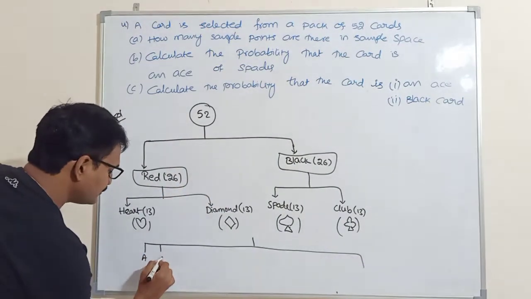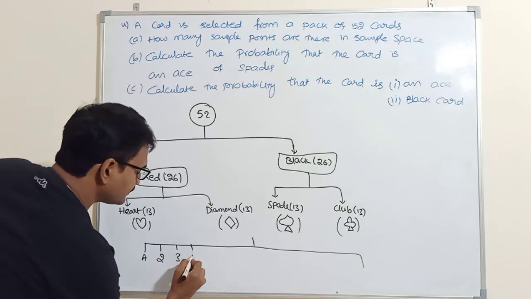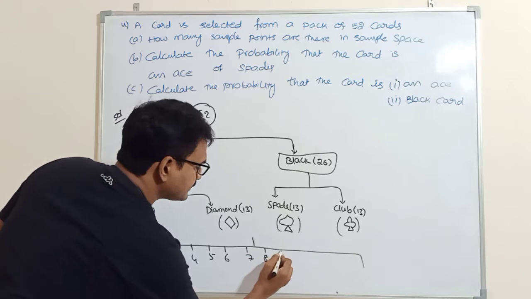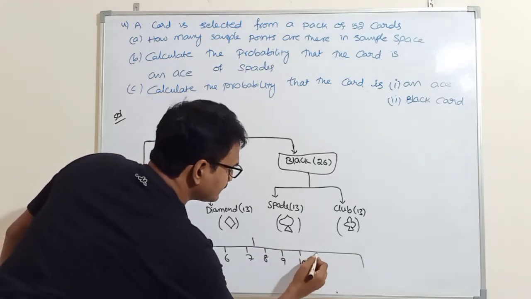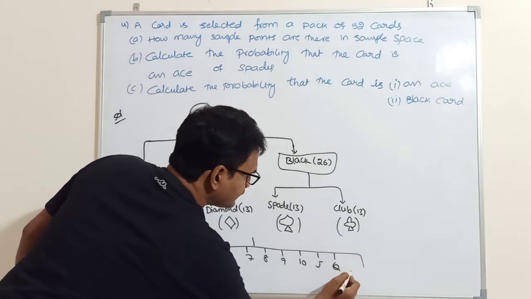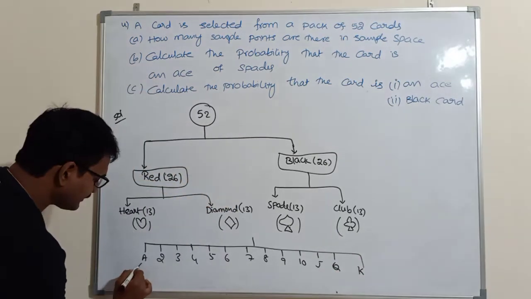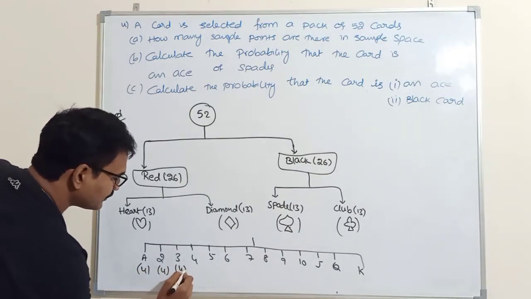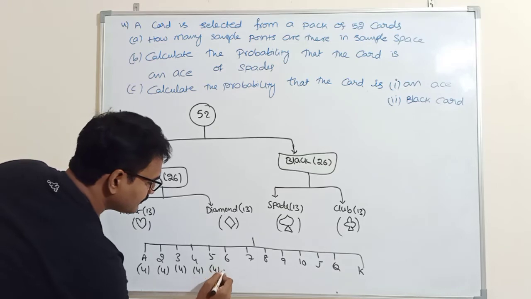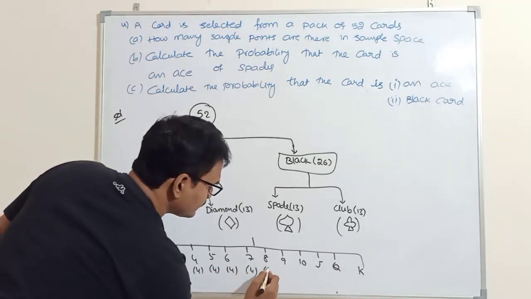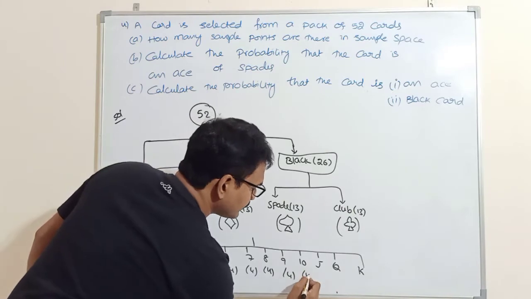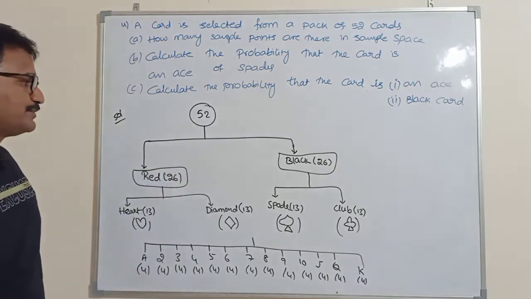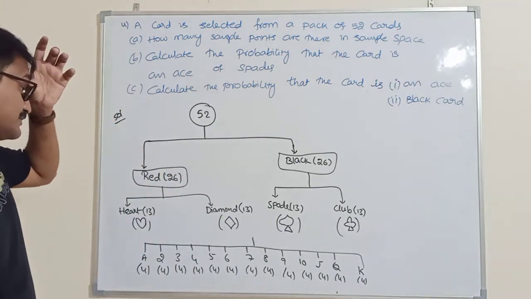Next, again cards are distributed like this: A, 2, 3, 4, 5, 6, 7, 8, 9, 10, J, Q, K. So number of ace cards are 4 and number of two cards are 4, and so on, 4 of each. So cards are distributed like this in a pack of cards.